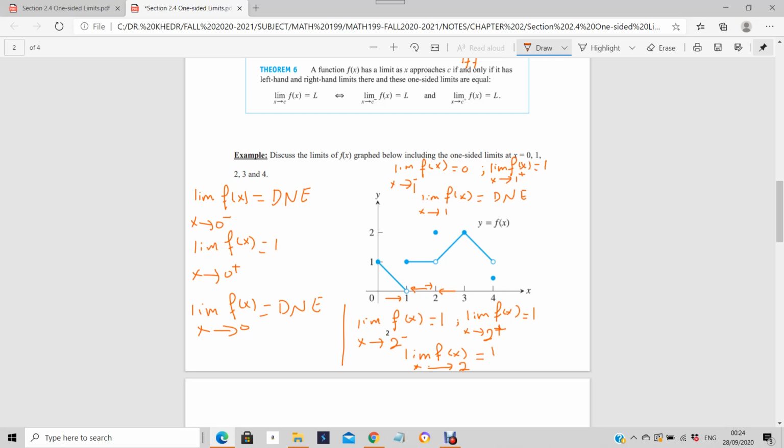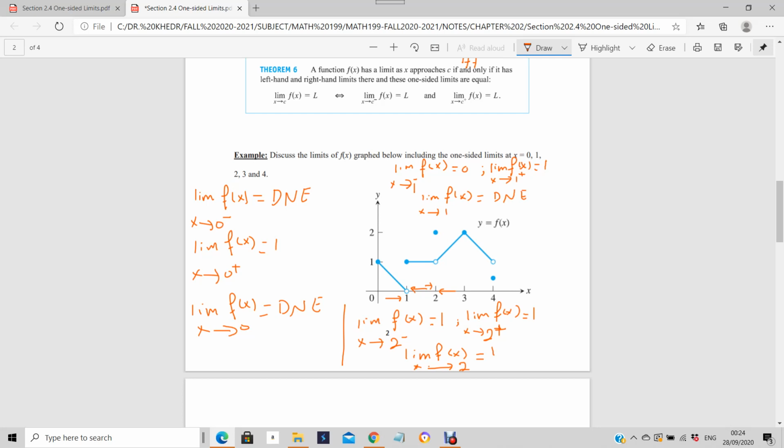But let me ask you, what is the value of the function at x equals 2? See, the limit equals 1, but the value of the function here based on the graph, because at x equals 2, the closed circle is here. So the value of the function at x equals 2 is 2. Okay? This is something different, the value of the function. We are talking here about the limit of the function.